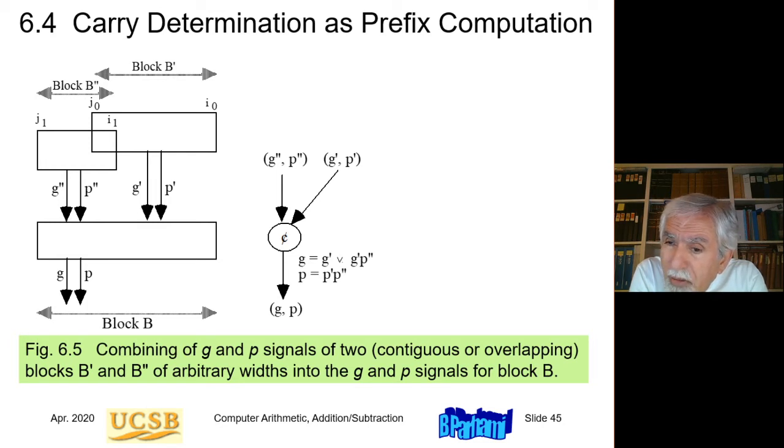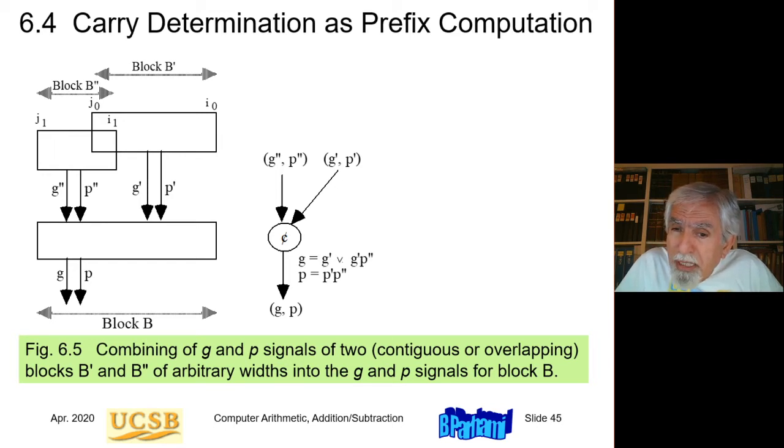Okay, sorry, there's an error in that expression. That G prime should be G double prime. So a block generates, I'll correct this later. I can't correct it as I record this lecture. So G is G double prime or G prime P double prime, meaning that the block as a whole generates a carry if that upper block generates a carry, G double prime, or the lower block generates a carry, G prime, and the upper block propagates it, P double prime.